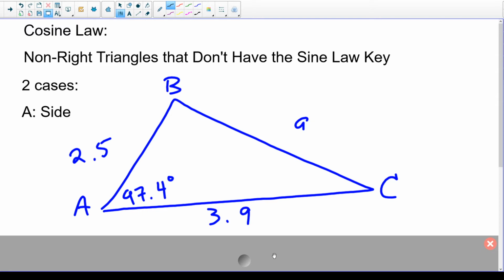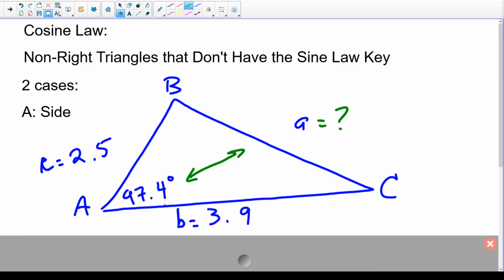In triangle ABC here, I've given you angle A, I've given you side little c, and I've given you side little b. Now, you can clearly see that there is no sine law key, because if I go across from the given angle, that side is actually unknown. In fact, that's the side that we'd be searching for. So we have three pieces of information given, an angle and two sides, and we do not have the sine law key. It is not a right angle triangle, therefore we have to use the cosine law.